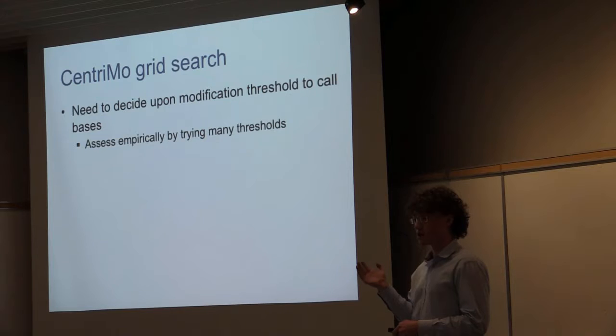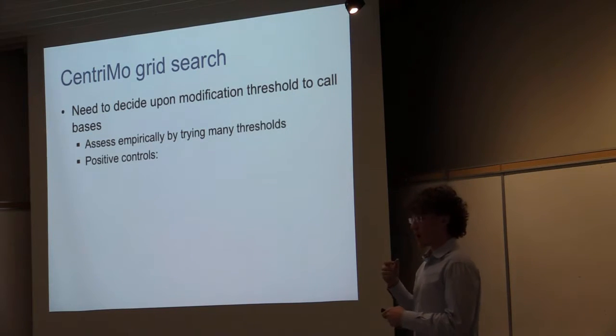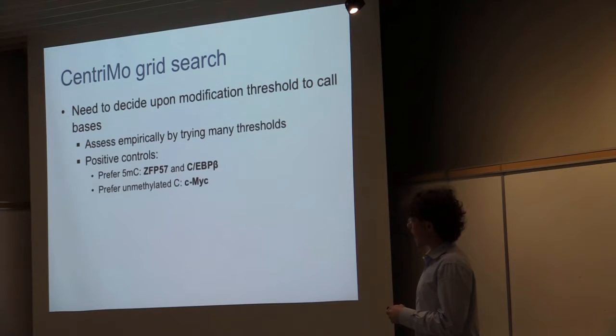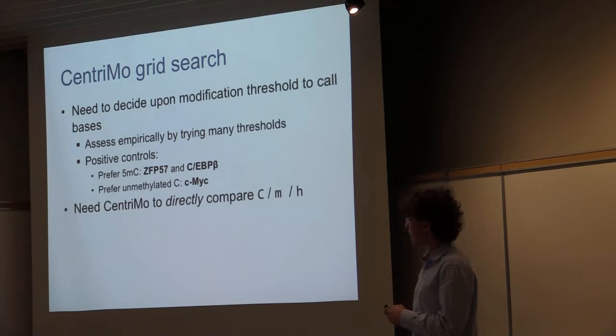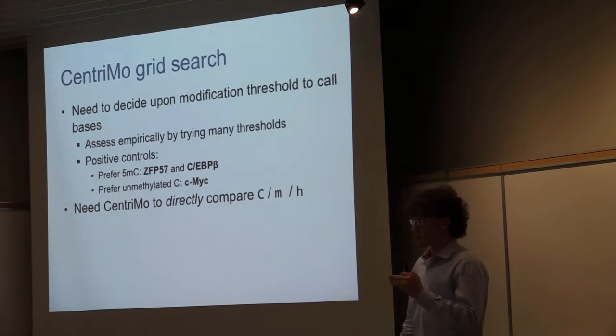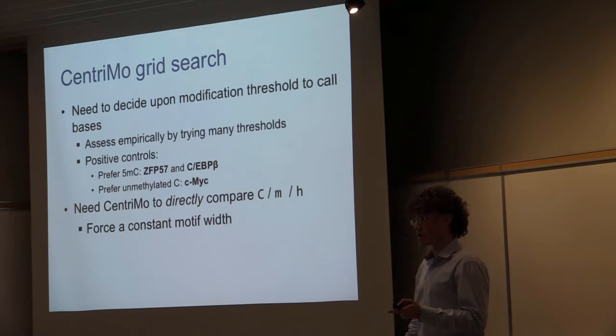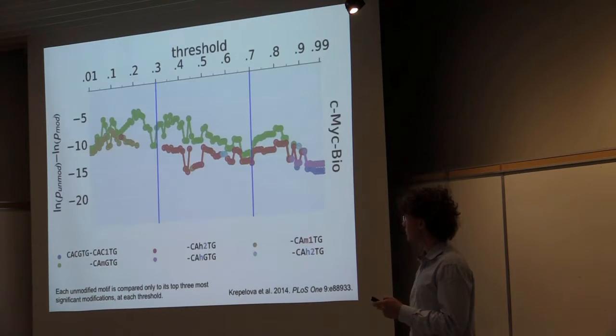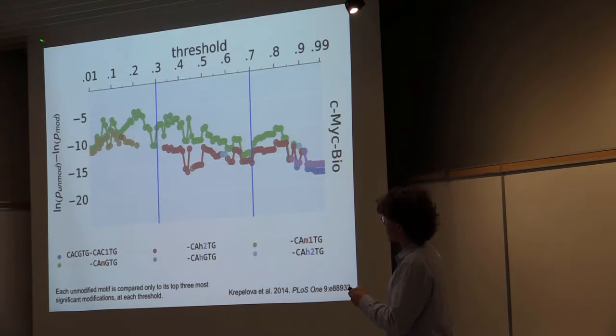So to do this, we do a grid search for all values between 0 and 1, and we use different controls. So we have positive controls that prefer 5-methylcytosine, and that's ZFP57 and CEBP beta. And then we have a set of negative controls in this case, which is just CMYC, which is known to prefer unmethylated cytosine. And now what we need to do is have Centrimo directly compare modified versus unmodified motifs in a consistent way. So to do that through hypothesis testing, we need to make additional parameters more constant. And in particular, we force a constant motif width, and we also normalize Kullback-Leibler divergence or relative entropy. And then once we do that, we get outputs that look like this.